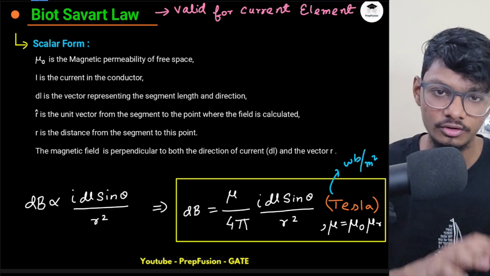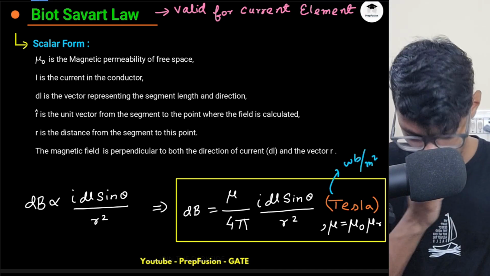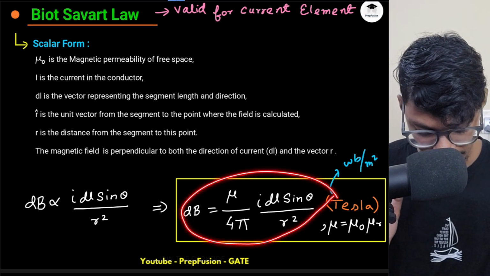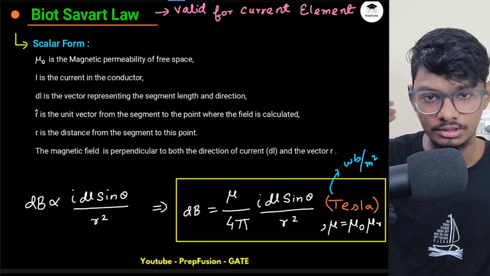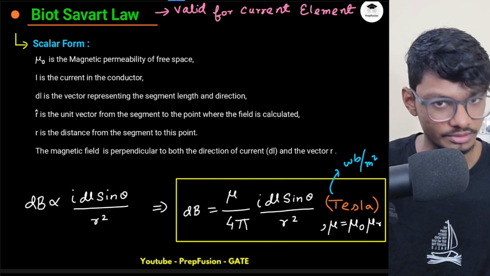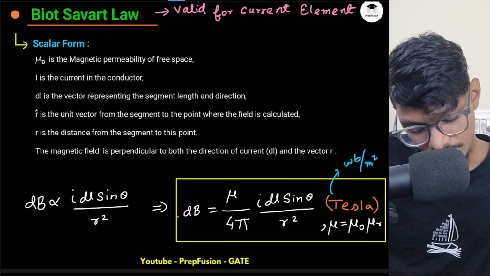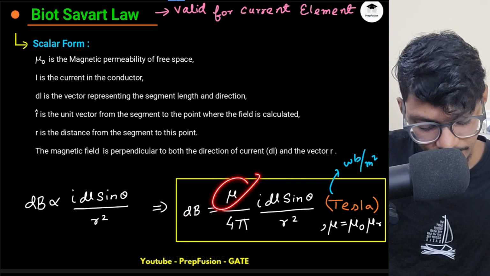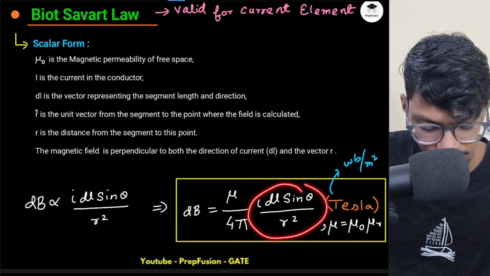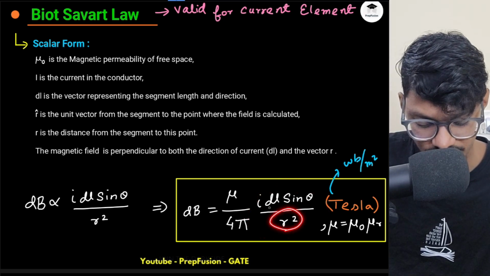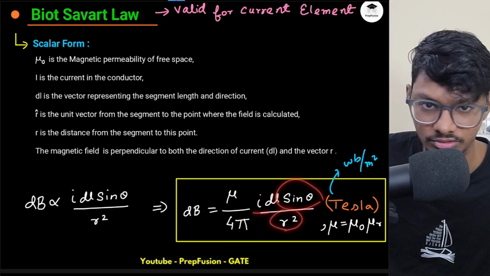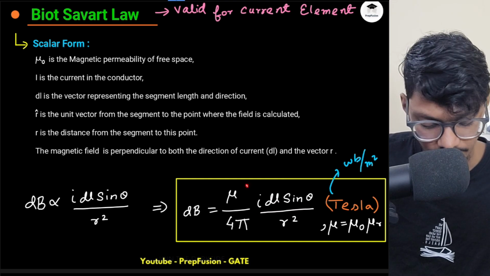This is also another unit for magnetic field intensity. So this is the simple scalar expression. I will talk about the vector expression as well, don't worry about that. Okay, the scalar expression is this, and there is a mu term, so we will talk about this mu term now. All the other terms I have already explained: this is the distance, this is the ideal current element, this is the angle between the dl and r vector, and this is fine.